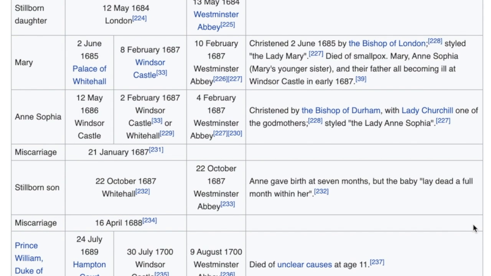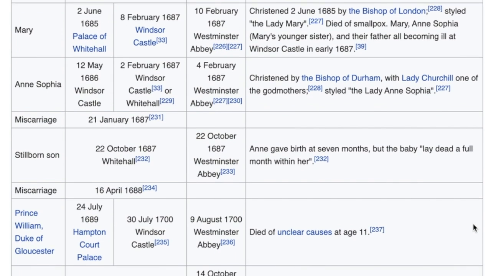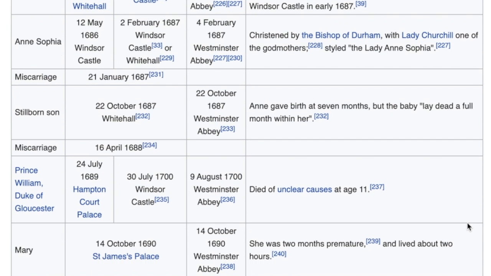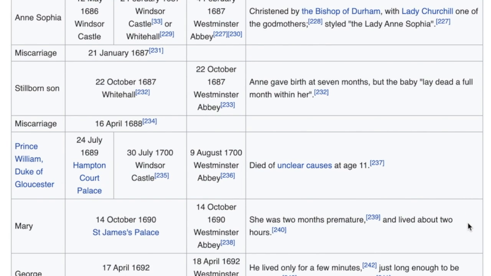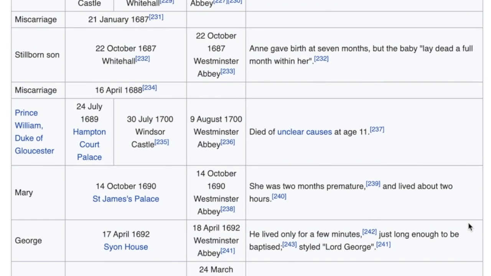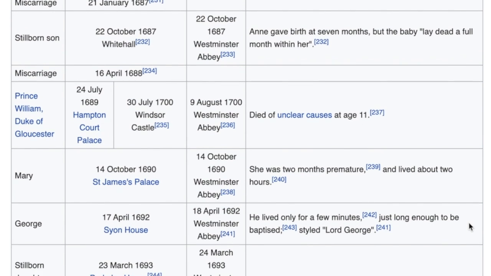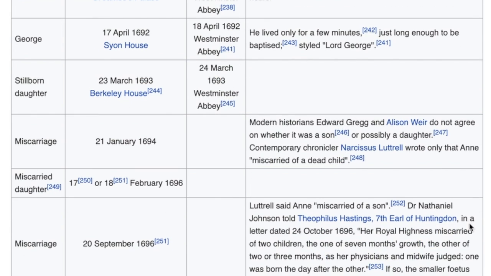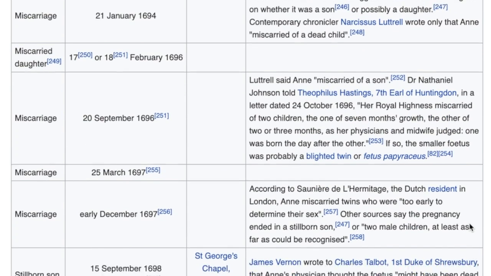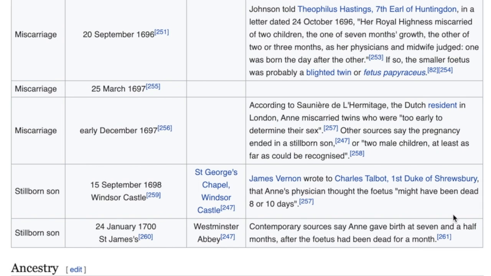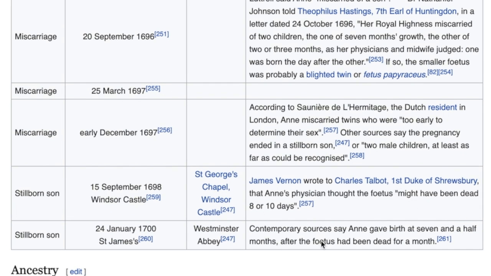Then she has another miscarriage. Then she has a stillborn son, another miscarriage. And this is the one that lives the longest, which is Prince William. He died of unclear causes at the age of 11. Then she's going to have another daughter named Mary, who was born 2 months premature and lived a couple hours. Then she's going to have George. He lives only a few minutes. And then she's going to have a stillborn daughter, and several more miscarriages. And then a stillborn son, and then another stillborn son. So again, it wasn't for lack of trying that she didn't have an heir.